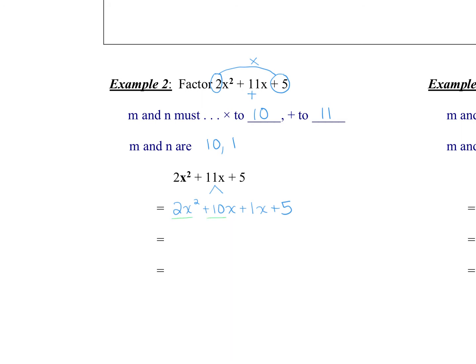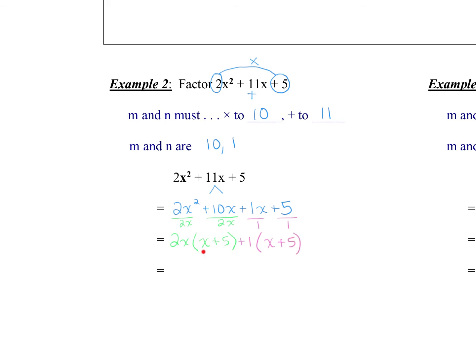Now you look at the first two terms. What you can common factor out of 2x squared and 10x is a 2x. When you divide each of these by 2x, you're left with x plus 5. Then you look at the second two terms, 1x plus 5. The only thing you can factor out of 1x plus 5 is a 1, a positive 1. Then 1x divided by 1 is x, and 5 divided by 1 is 5.